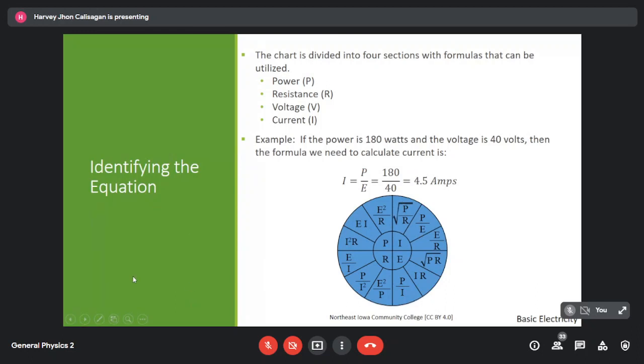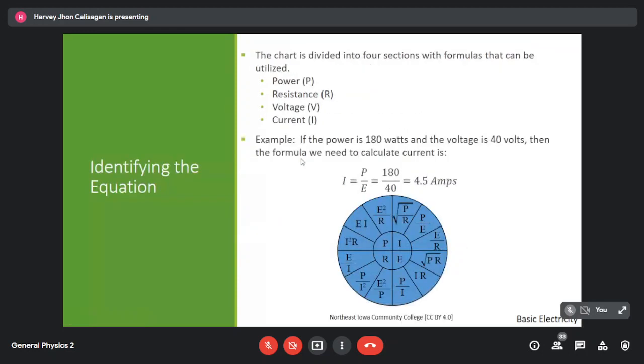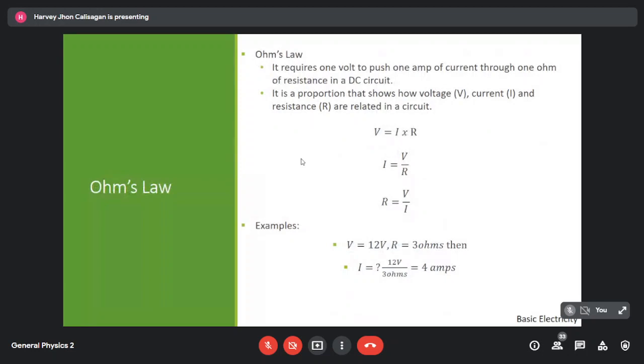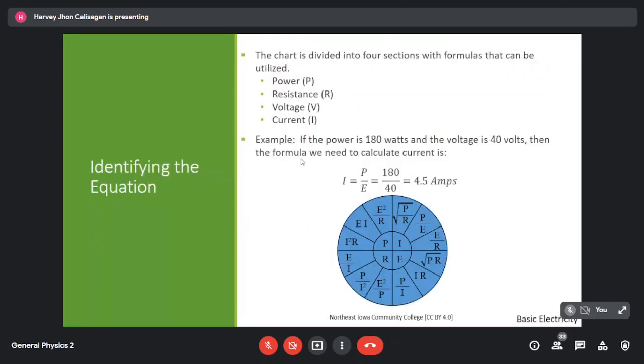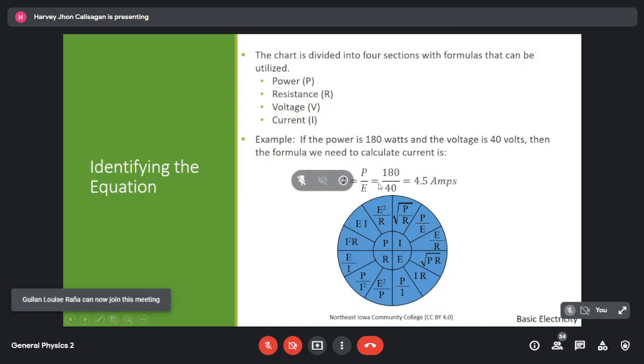So try to look at this formula here. What we're looking for is the current. If we go back to the formula for calculating the current, we have I is equal to V divided by R. And then in this formula, we have I is equal to the power divided by the energy. So how are we going to calculate this one?